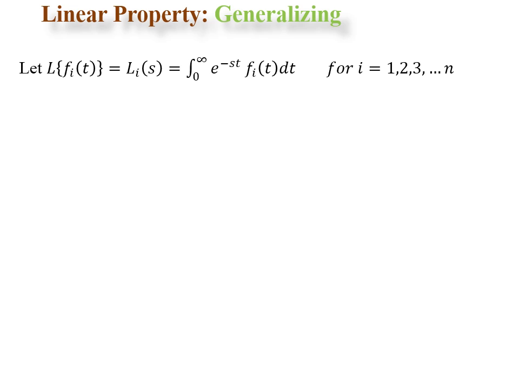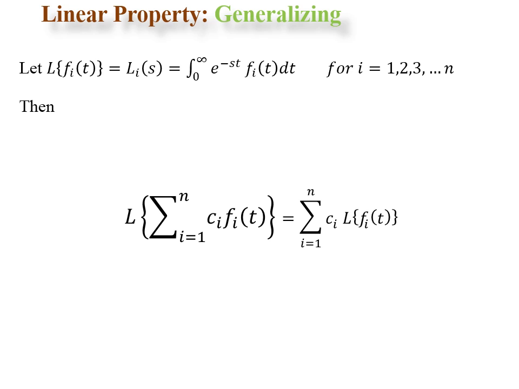Now let's first see the generalization of the linear property. Earlier we had taken the two functions f1(t) and f2(t). Here we are generalizing to fi(t), where i equals 1, 2, 3, 4 up to n. So in the general case, the Laplace transform of the summation of ci fi(t) equals the summation of ci times the Laplace transform of fi(t), which is quite easy to prove.